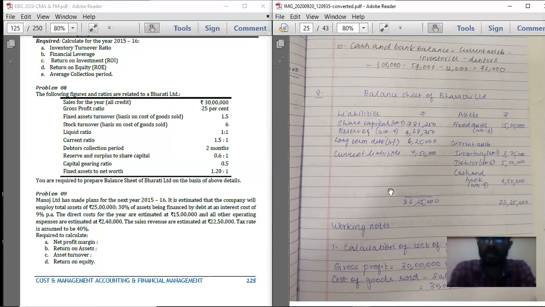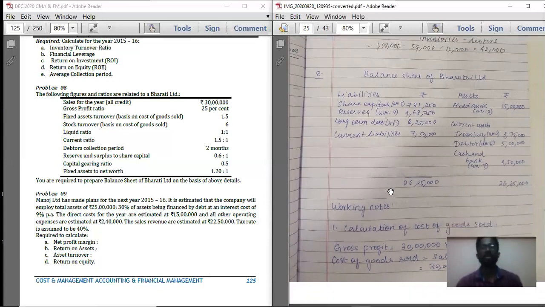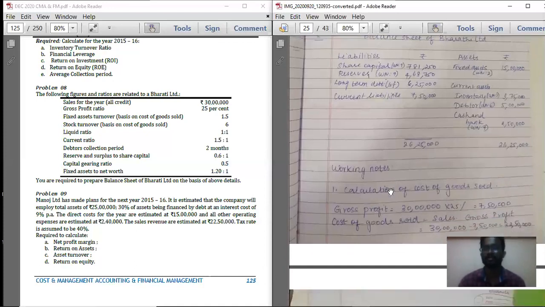Then we have to find all the details. They have not mentioned anything directly except sales of rupees 30 lakhs, they have not given any values. So you have to do all the working notes. Working notes form part of the answer. If you are not writing working notes clearly, definitely they'll reduce the marks.